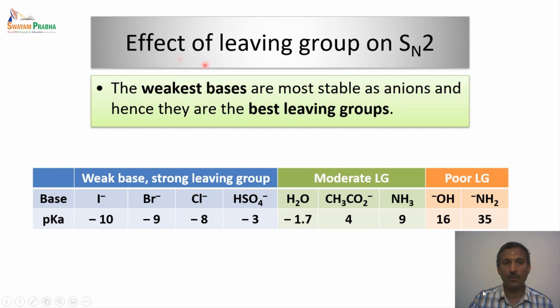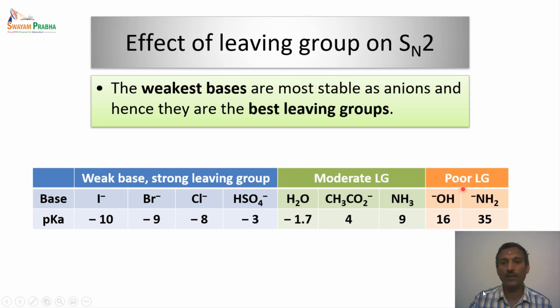We can also study the effect of leaving group based on their basicity levels. The weakest bases are the most stable as anions and hence they are the best leaving groups. So here we have a couple of examples which reiterate the same. Iodide, I minus, is the weakest base with a pKa of -10 and it is the best leaving group. If we go to the other end of the spectrum, we have NH2 minus, which is the strongest base. So that is a very poor leaving group.